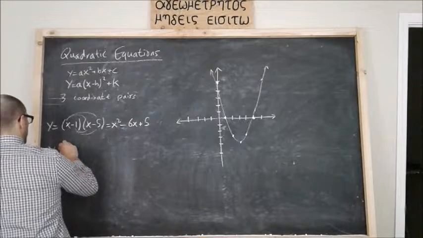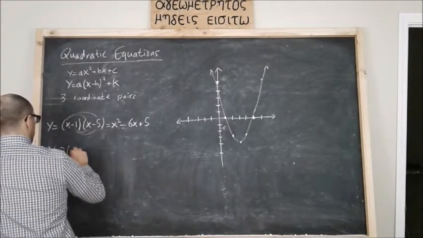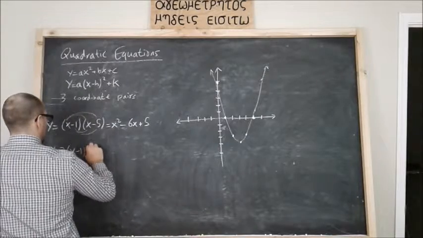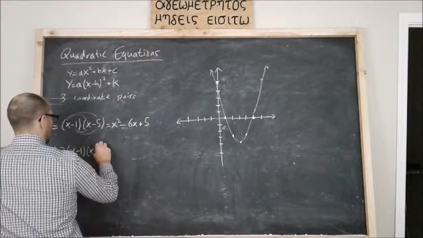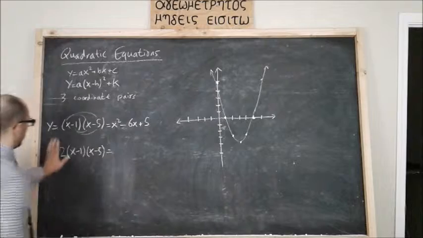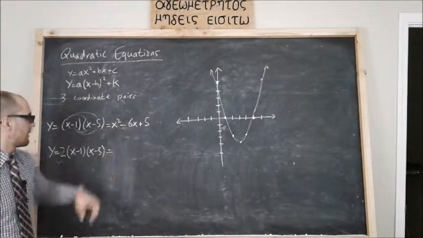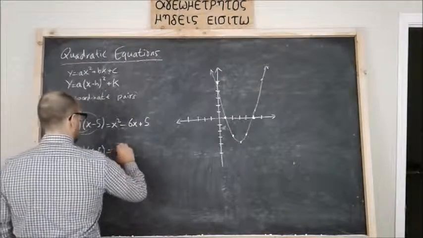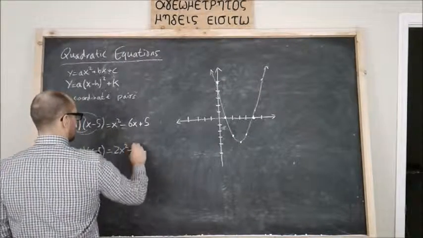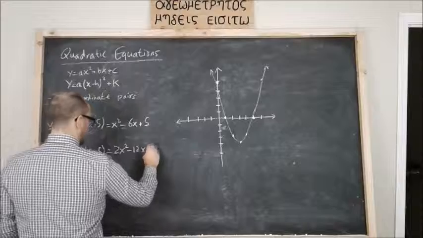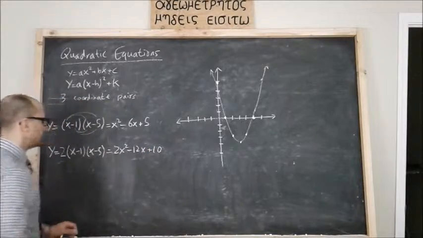multiply by 2. X minus 1, x minus 5. All right, well, this is going to be the same, so I'm just multiplying each of these terms by 2. So y equals 2x squared. 6 times 2 is 12. 5 times 2 is 10.